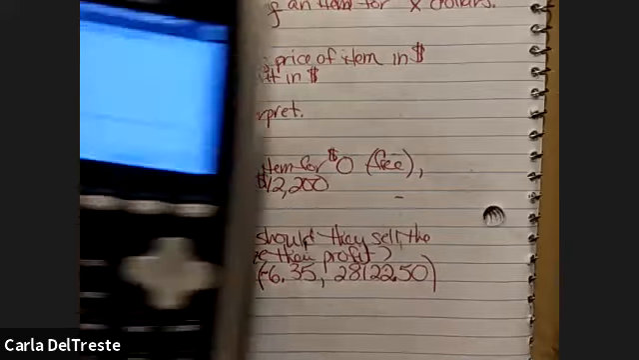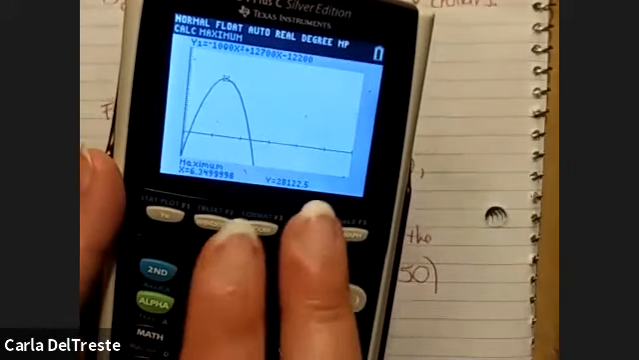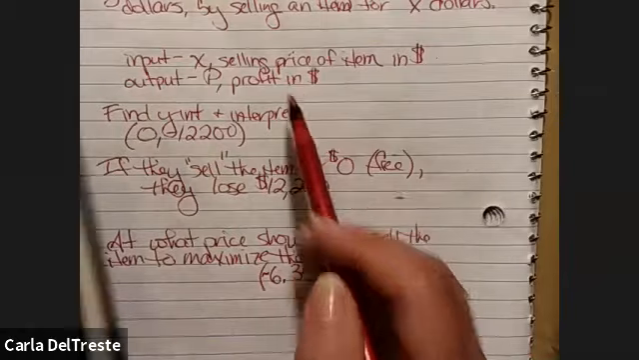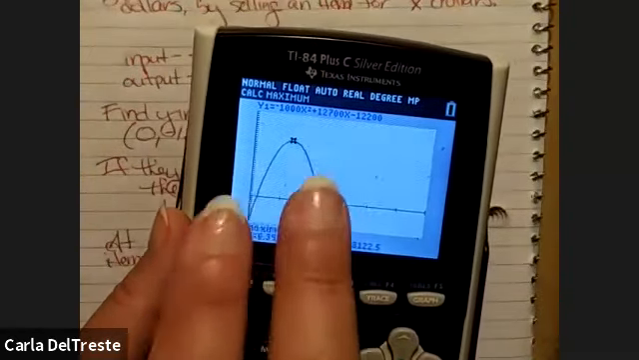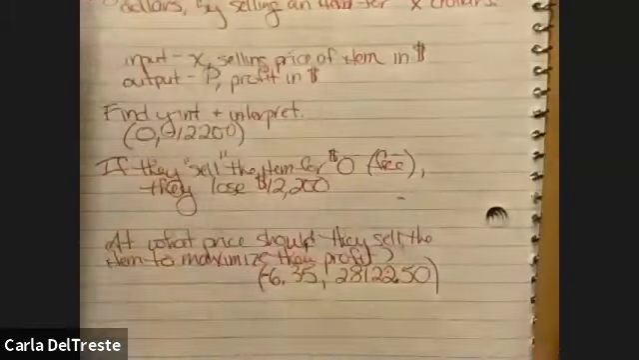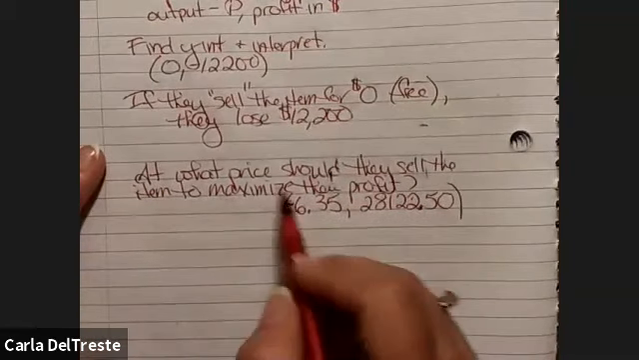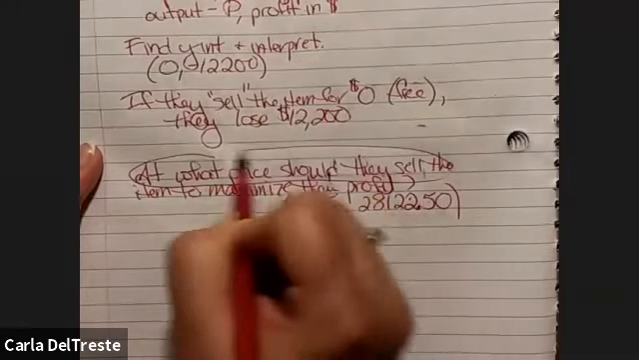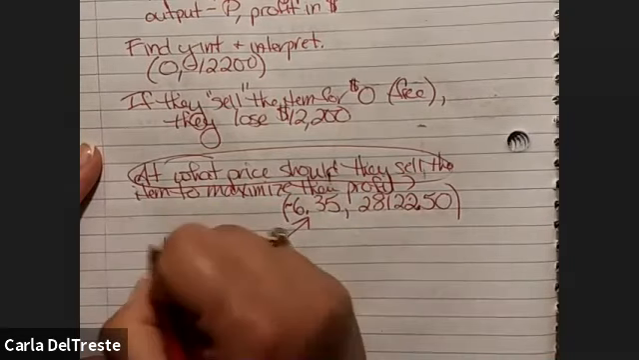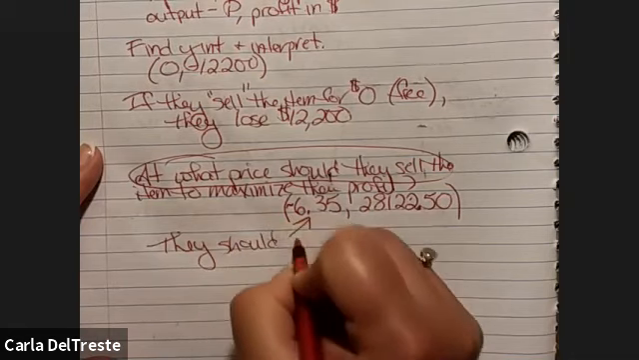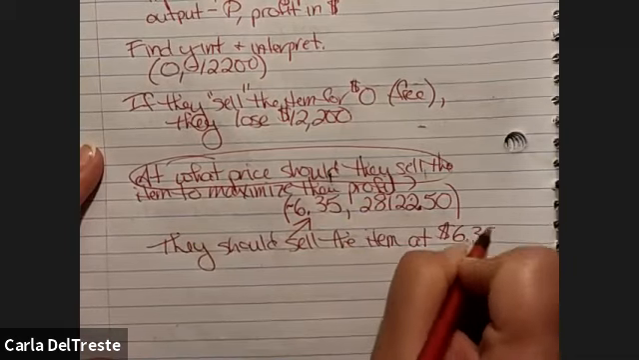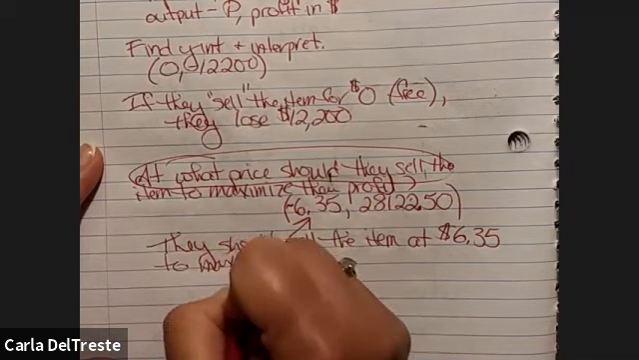Why did I choose to round these to 2 decimal places? Because they're both talking about money, dollars. So we in America do cents, 2 decimal places. That's why I'm rounding these to 2 decimal places. This is only asking at what price should they sell the item. I don't care about this right now. I care about this. They should sell the item at $6.35 to maximize profit.